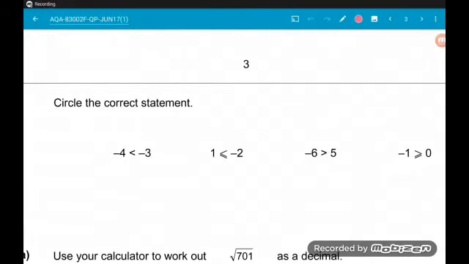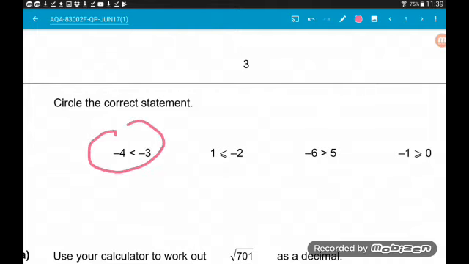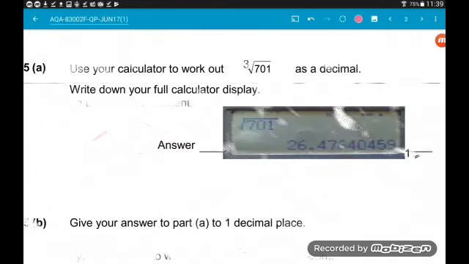Question 4, circle the correct statement. So, first one, is minus 4 less than minus 3? Yes it is. So, that was easy. That's our guy. The rest of them aren't right. So, for example, the next one says 1 is less than or equal to minus 2. That's definitely not true. 1 is bigger than minus 2. It's definitely not equal to minus 2. And the other two are incorrect as well.